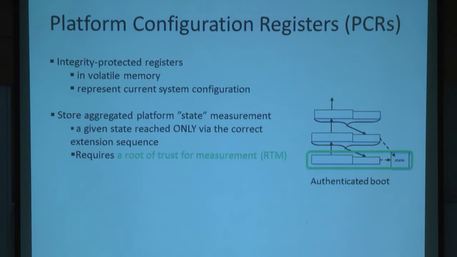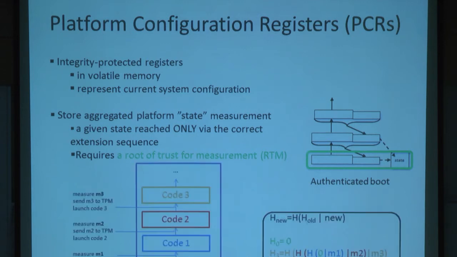And so in order to do this, of course, you have to trust the place where you start, and that's, as we saw, called the root of trust for measurement. And once you have a root of trust for measurement, the use of PCR looks something like that. So you have a root of trust for measurement, which is like the BIOS or the UEFI bootloader.